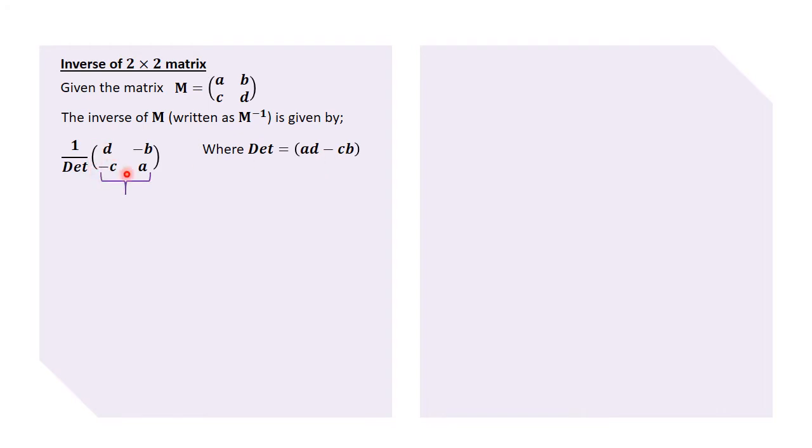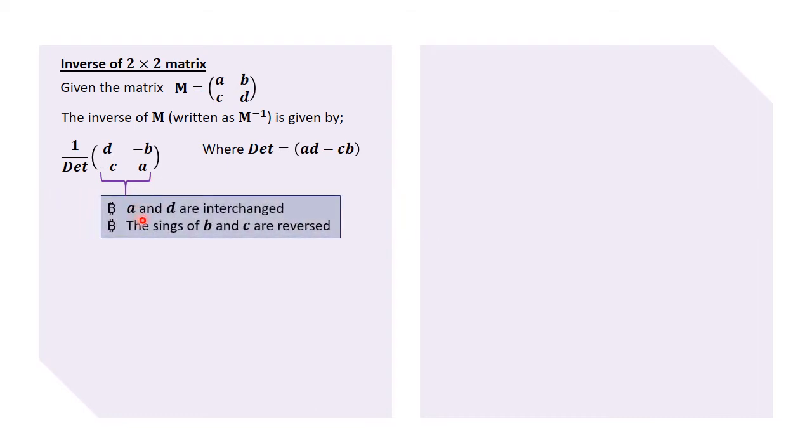However, for this particular part here, these are the elements that we had for M up here. However, something has happened to them. A and D are interchanged, so that they look like this, D and A. The signs for B and C are reversed. Here we had C and B being positive, and so here they are both negative. So the signs have been reversed. Notice that if they were negative here, we would have them positive. Whichever element is positive becomes negative, whichever element is negative becomes positive.